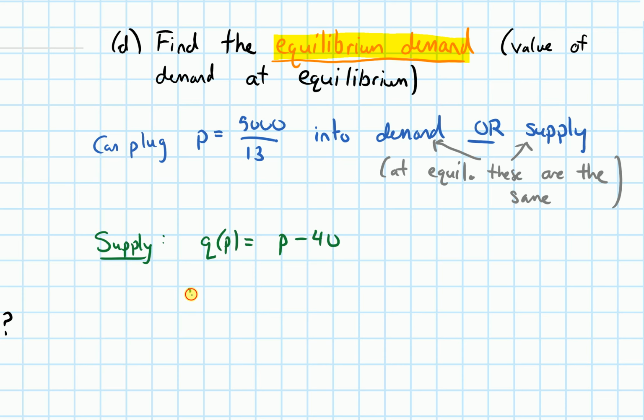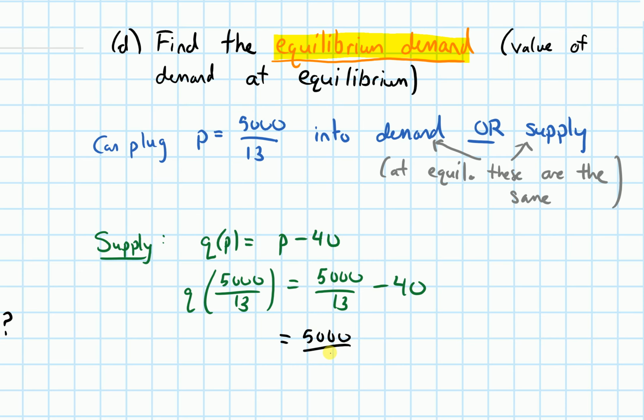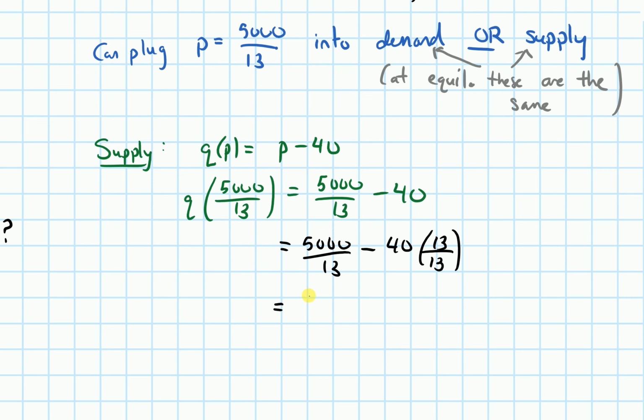So let's plug in 5,000 over 13 into this. We're going to plug that in for the P. We get 5,000 over 13 minus 40. And I have to simplify this, so let's get a common denominator. So this ends up being 5,000 over 13 minus, and then 40 gets multiplied by 13 over 13 to get a common denominator. Okay, and so we got 5,000 minus 40 times 13, that's 520, all over 13. And simplifying this, the numerator is 4,480. The denominator is 13.